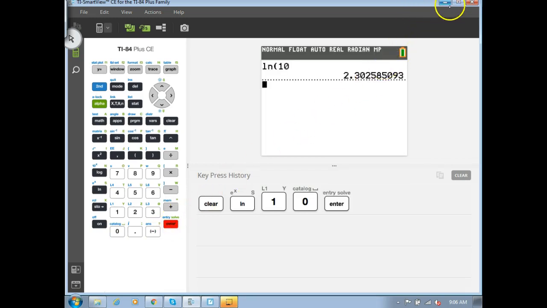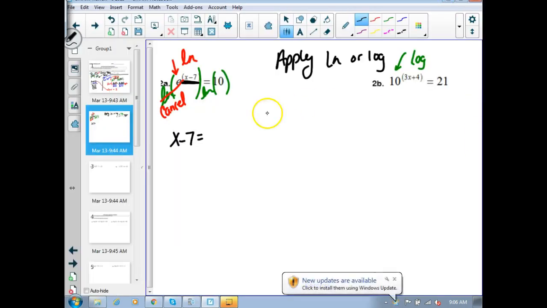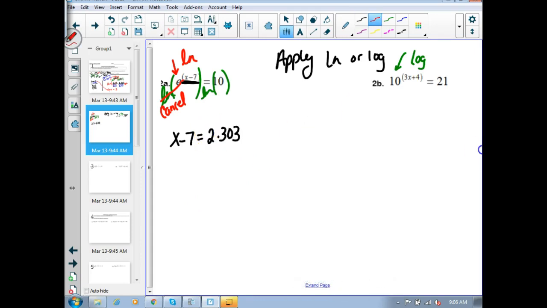2.303. It doesn't say where to round, or does it? Well, whatever. I think it said. Okay. So 2.303 is where they want me to round. And then one final step, we're going to add the 7 to both sides. So x equals 9.303.